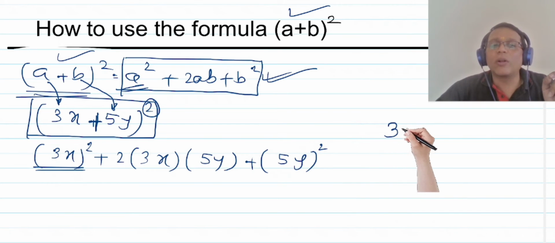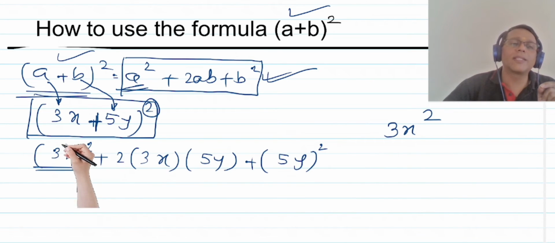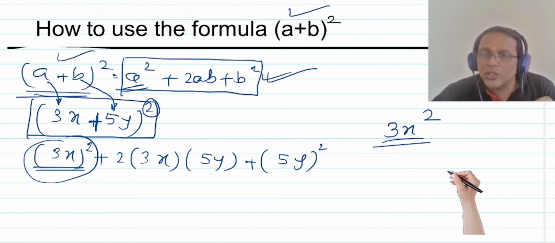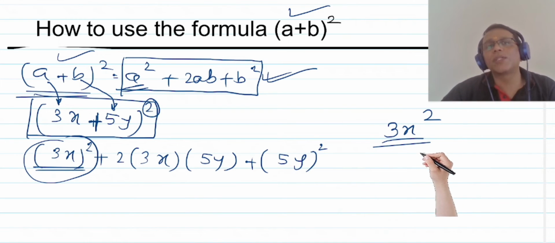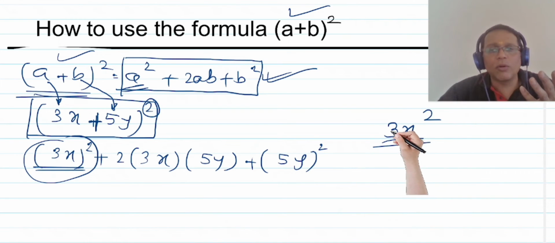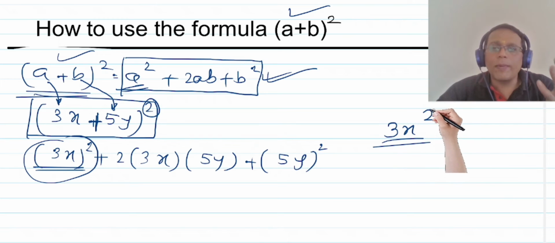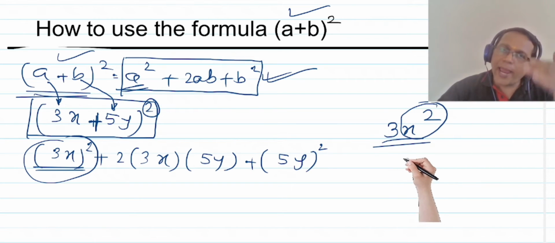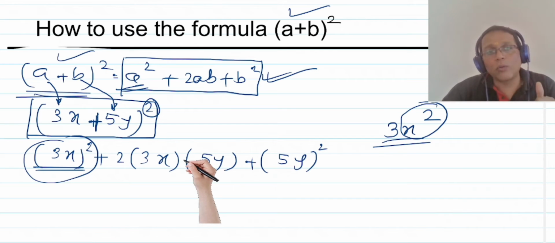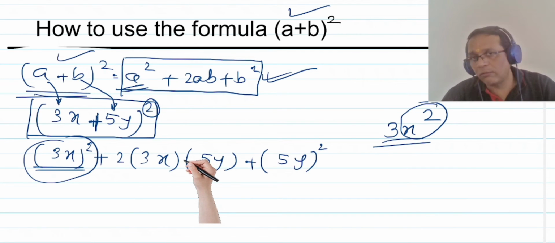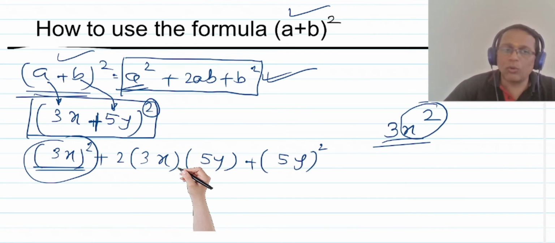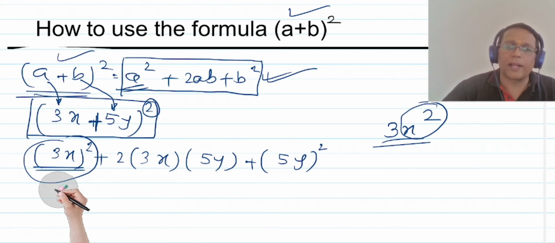Many students write the first term as 3x square like this. And this is the first mistake, because we have not given the square of 3 here. There is no bracket, that means the square is of x only. So this is where our marks will be cut, okay? So you have to keep this in mind. You have to give the bracket.